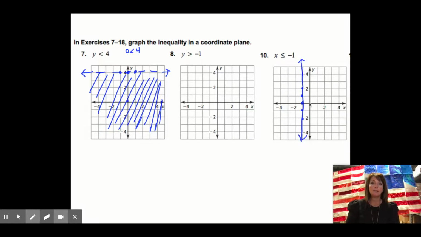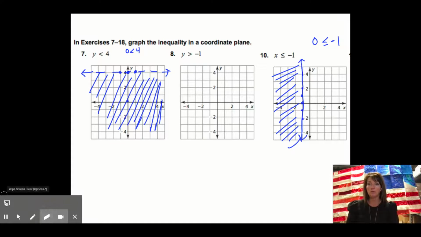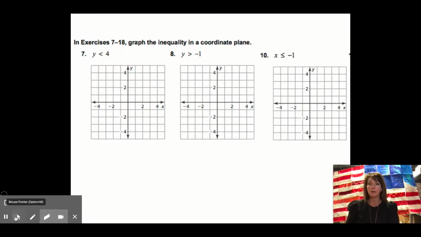Now, if I test 0, 0, is the x coordinate 0 less than or equal to -1? It is not. So since it is not, that part of the plane is open, right? Also, it makes a little bit of sense that all the values of x to the left would be less than. So that's another way you can understand or comprehend.